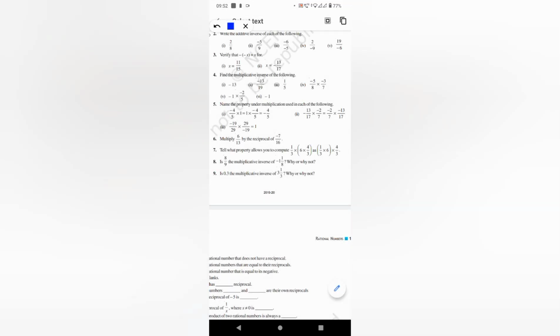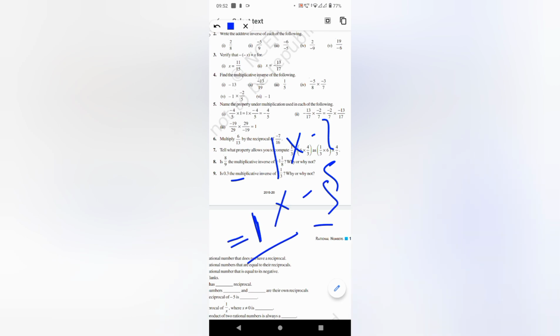The answer to question number 5 will be 5 by 2. How? So minus 1 into minus 2 by 5. Okay, so let's understand. 1 with positive plus minus 9 by 2.